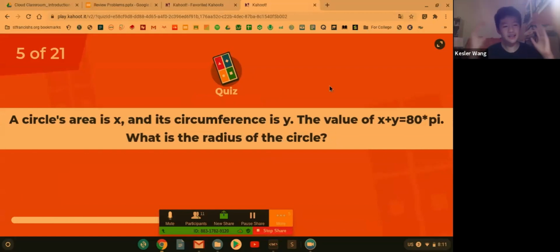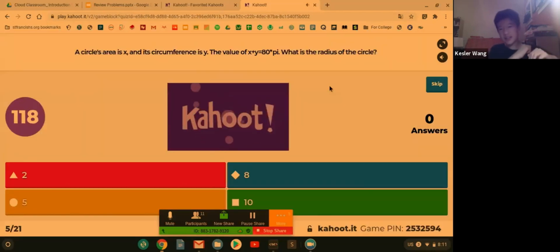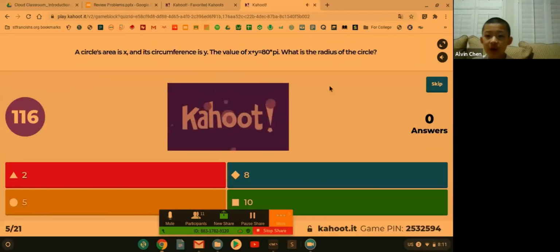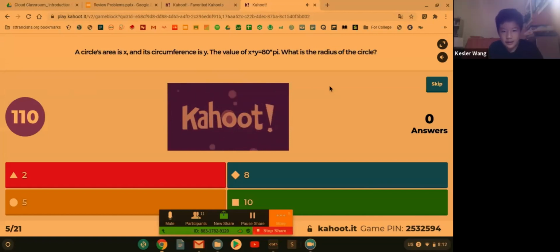A circle's area is x and its circumference is y. The value of x plus y equals 80 pi. What is the radius of the circle? Pi r squared plus 2 pi r equals 80 pi. And I'm solving that. The circle's area is x and the circumference is y. The value of x plus y equals 80 pi. What is the radius of the circle?